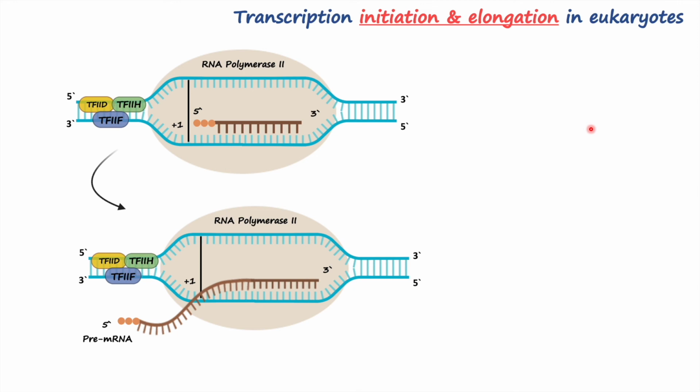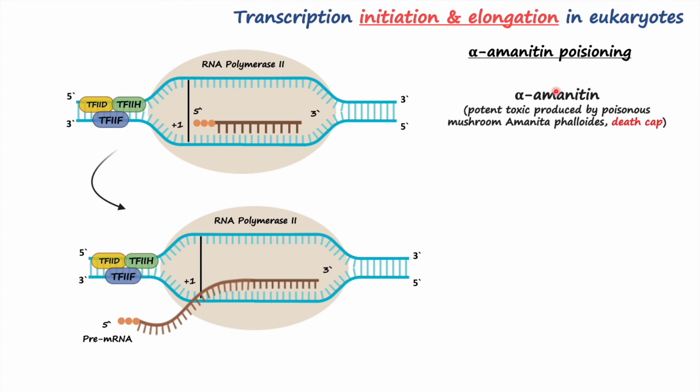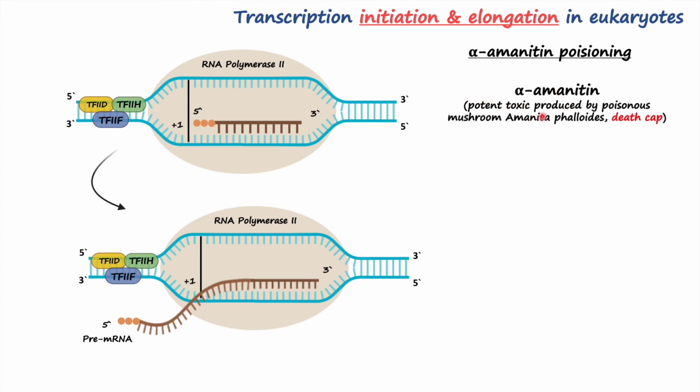So lastly, I just want to quickly mention the importance of the RNA polymerase 2 enzyme. There is a condition called alpha-amanitin poisoning, and alpha-amanitin is a potent toxic chemical produced by the poisonous mushroom known as Amanita phalloides, which is also called the death cap, and you will see why it is called the death cap. Alpha-amanitin inhibits this RNA polymerase 2 enzyme.